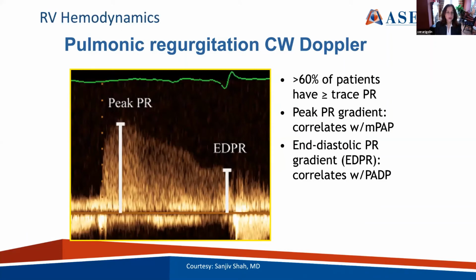We can also use our pulmonic regurgitation CW Doppler signal to make measurements as well. More than 60% of patients have greater than or equal to trace PR, so this value is measurable in the majority of patients. The peak PR gradient, shown here, correlates with the mean pulmonary artery pressure, whereas the end diastolic pressure gradient correlates well with the pulmonary arterial diastolic pressure.